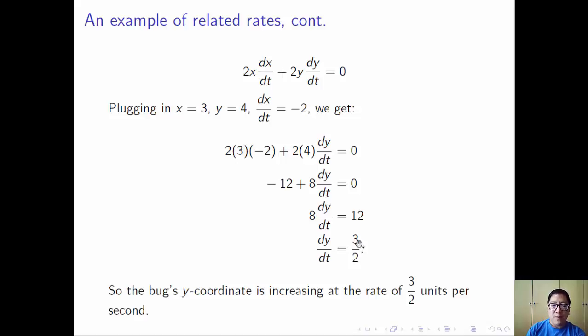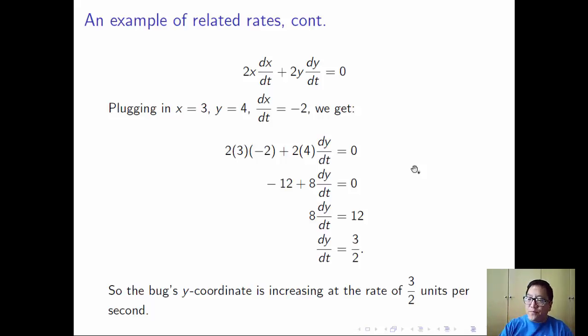And so we conclude that the bug's y-coordinate is increasing, and it's increasing because the sign on the right-hand side is positive, at the rate of 3/2 units per second. Da-da-da! All right, we're done now.